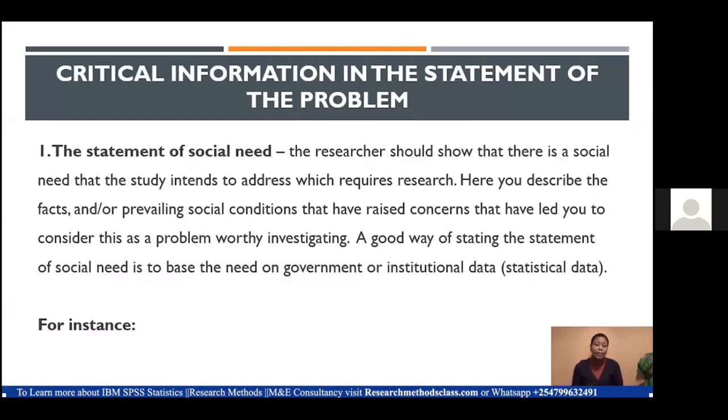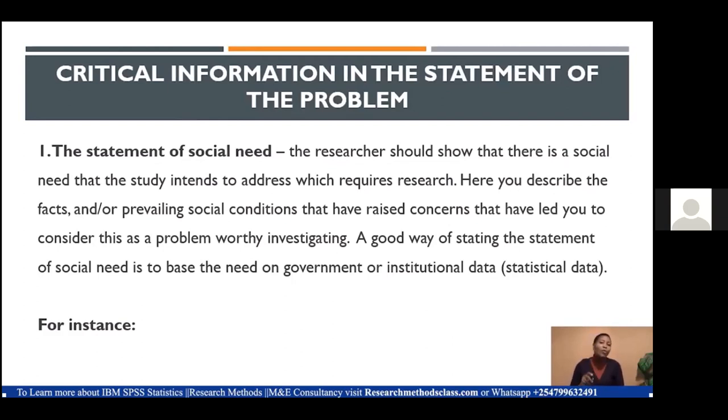In this section, the researcher describes the prevailing social conditions that have raised concerns and led you to consider this as a problem worth investigating. A good way of stating the statement of social need is to base the need on government, institutional, or statistical data. Remember, we keep saying that research is anchored on data.